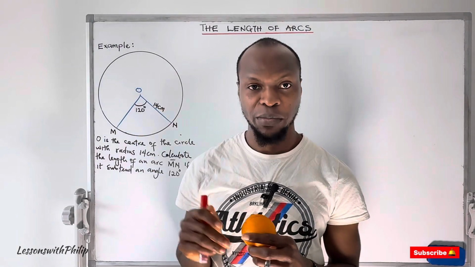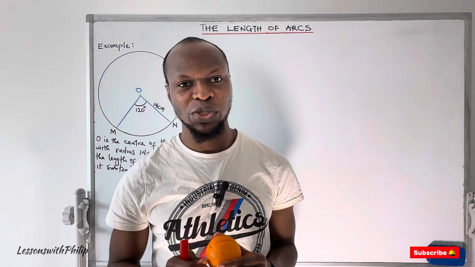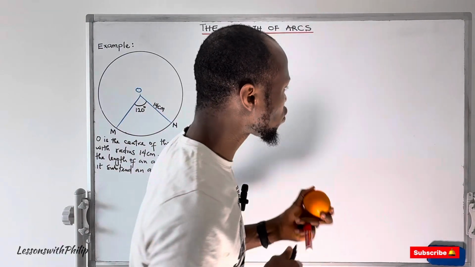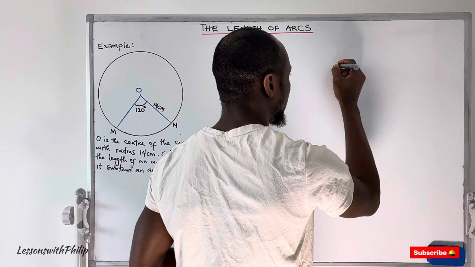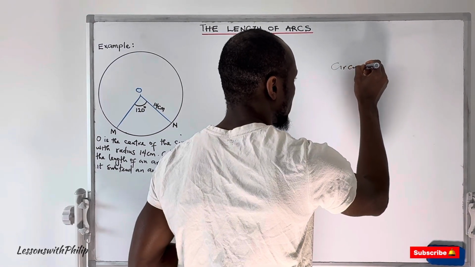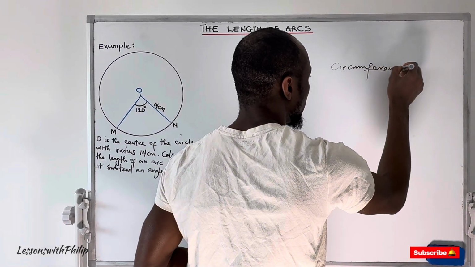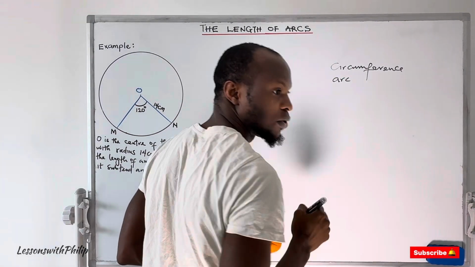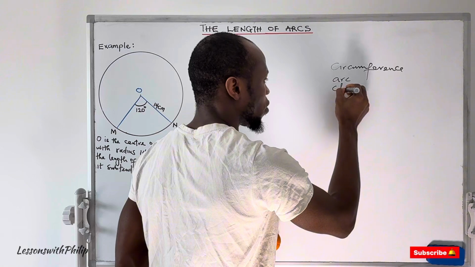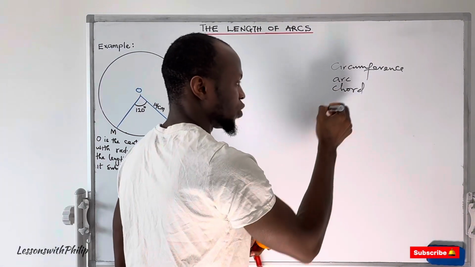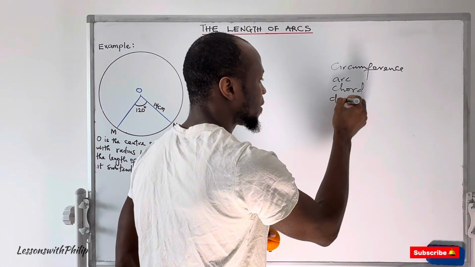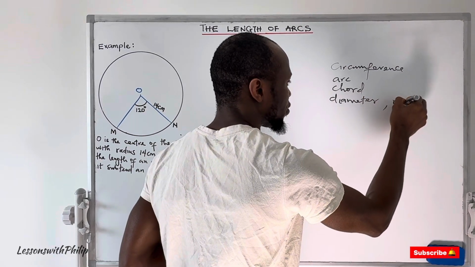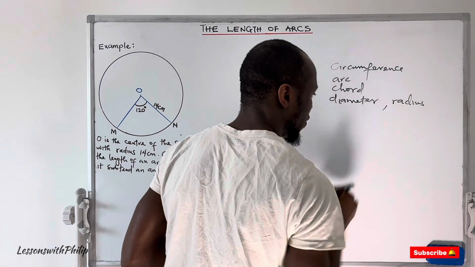Now we have a question on the board. What are the parameters we need to understand about a circle before we go to the question on the board? You need to understand the circumference of a circle. You need to understand what you call the arc of a circle, the chord of a circle, the diameter of a circle, and the radius or radii of a circle.